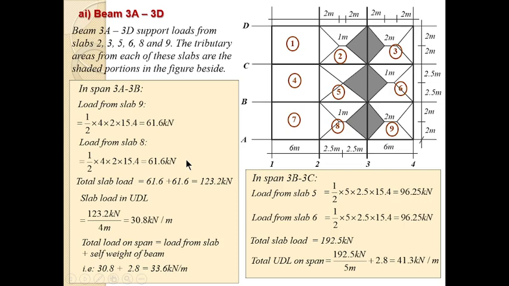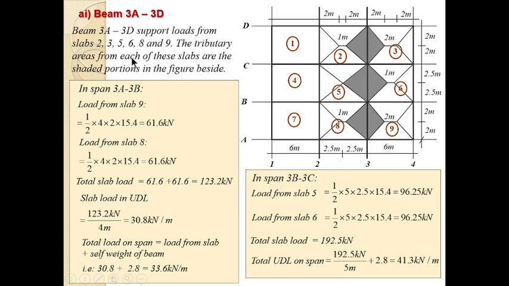So we go to the actual loading of the beam. This is the plan that is being shown again. We have slab 1, 2, 3 up to slab 9. And so beam 3A3D, this is grid line 3. So beam 3A3D is actually the beam from here to here. The beam from here to here.